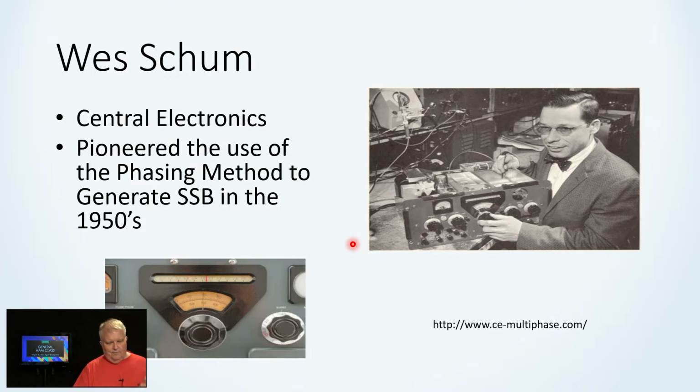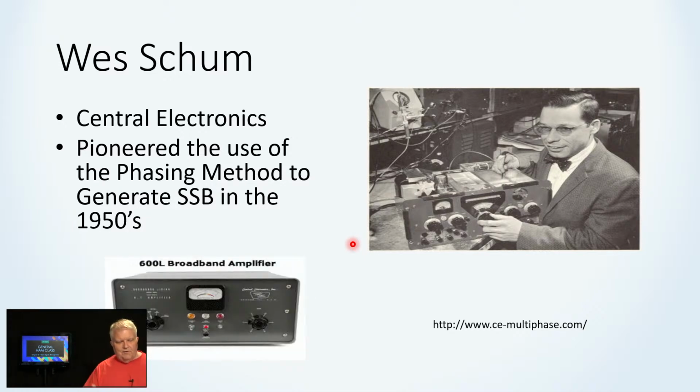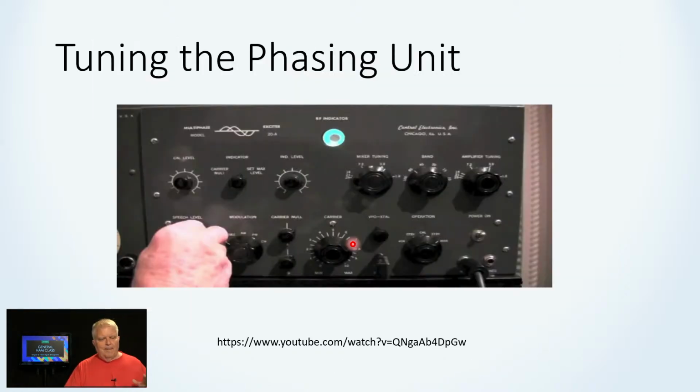And he purported, and with his equipment said, the best single sideband we can make is using the phasing method. And he had the mathematics to prove it. And so he went ahead and commercially produced phasing method single sideband generation. And so this is one of the Central Electronics single sideband modulators.